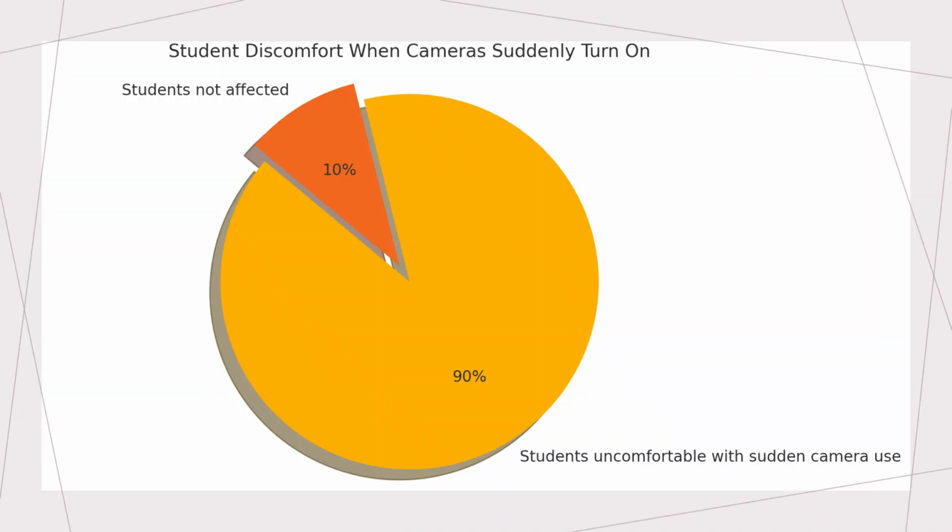So as you can see here, we did research with a couple of students at uni, and we were trying to see the students' discomfort when the camera suddenly turns on. We were seeing the students that are affected and students that are not affected. So we have 90% of students who are uncomfortable with the sudden camera use and 10% of students that are not affected.